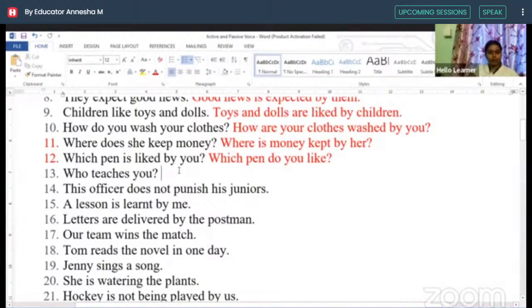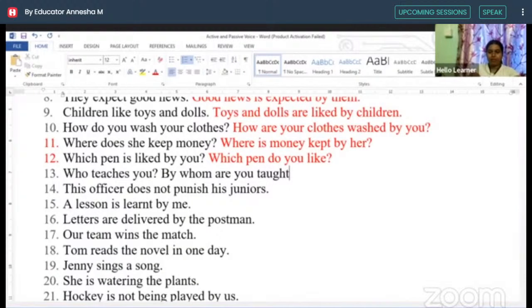Are you taught by whom? No. Are nahi aayega. There is no auxiliary in this sentence. So why will we use an auxiliary, right? It will start with who ka ban jayega? By whom. Then by whom you taught. Are you taught? By whom are you taught?